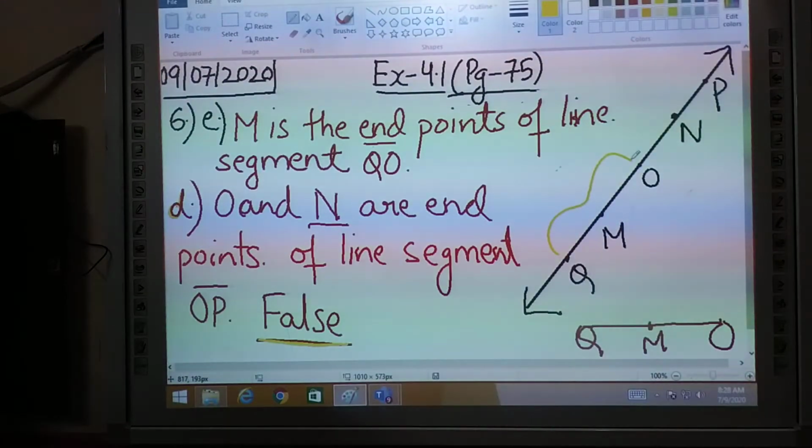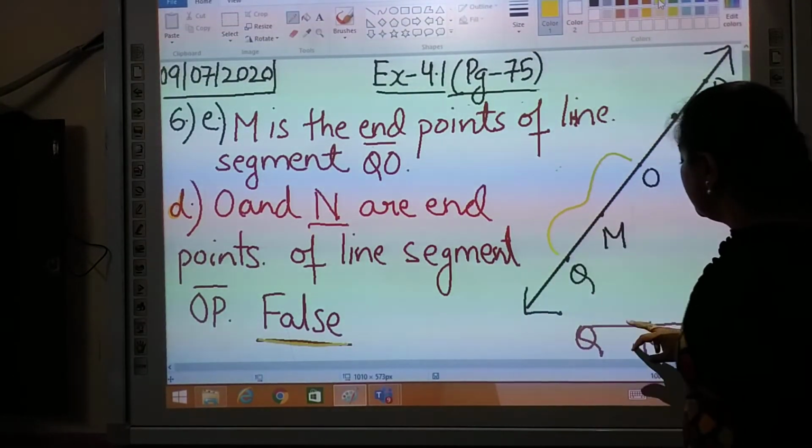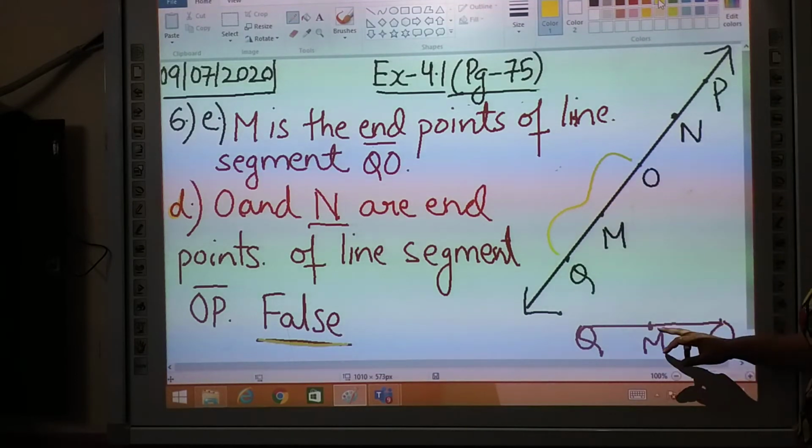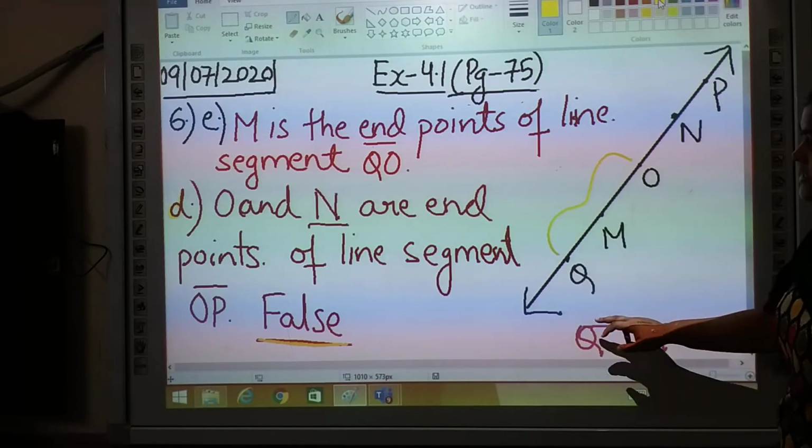So clearly this statement is false. Why? Because first from the figure we can say that M is the midpoint. It is not at the end of the line segment.